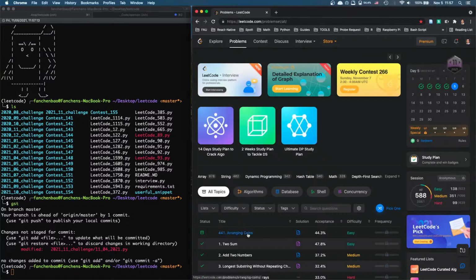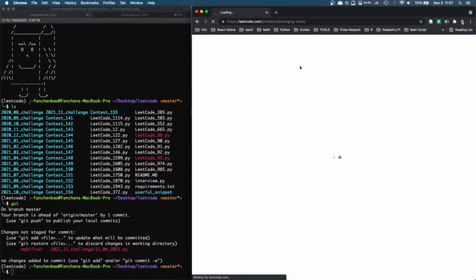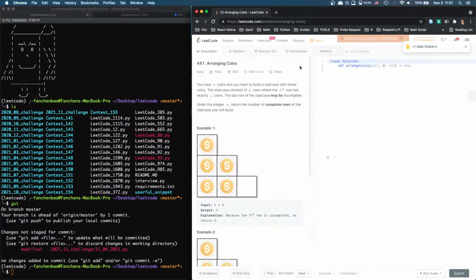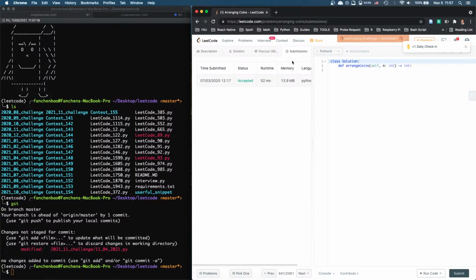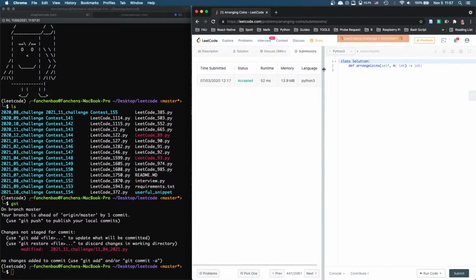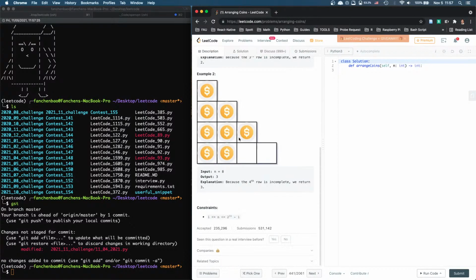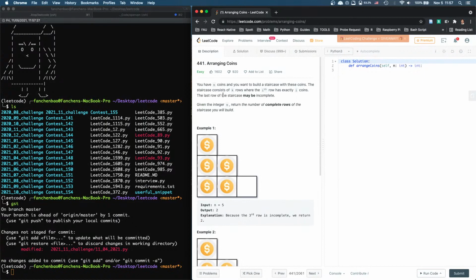Oh, I have another easy one today. Arranging coins. I've done it before, back in July 2020. Okay. You have n coins and you want to build a staircase with these coins.